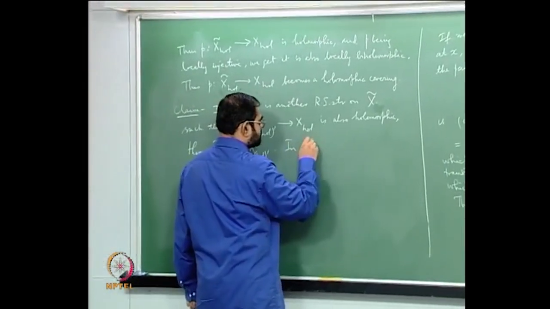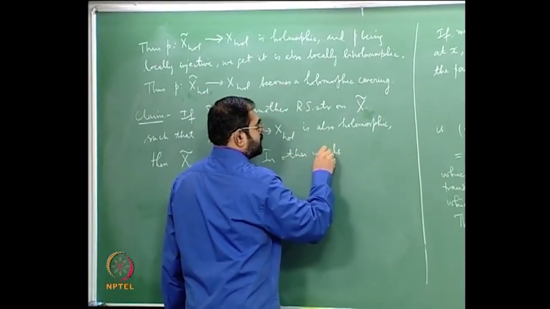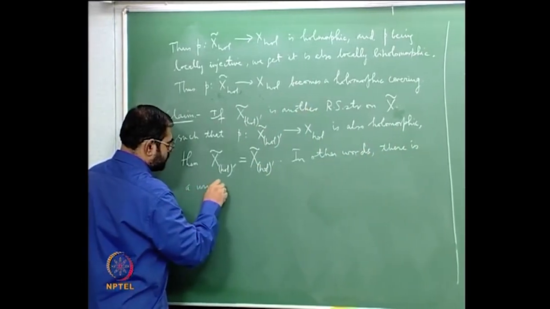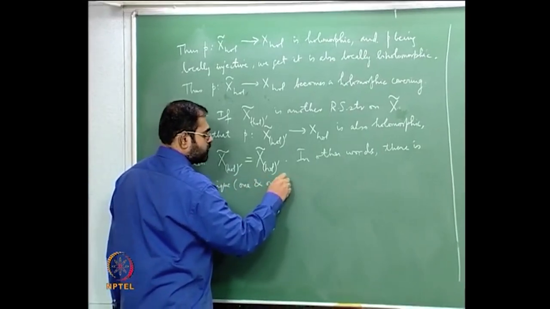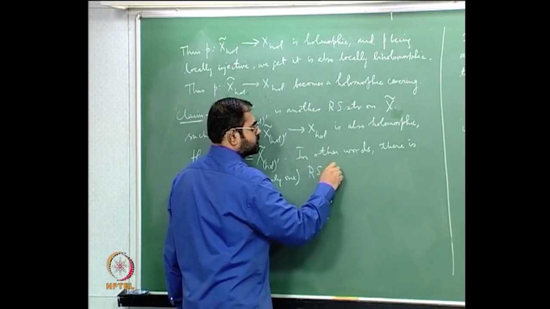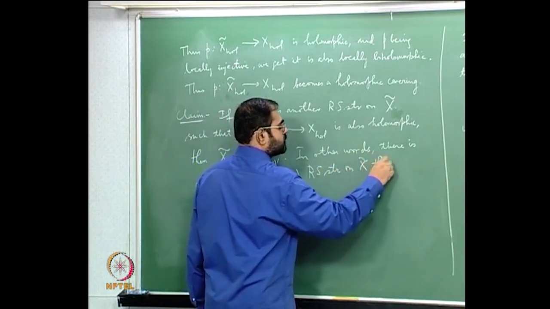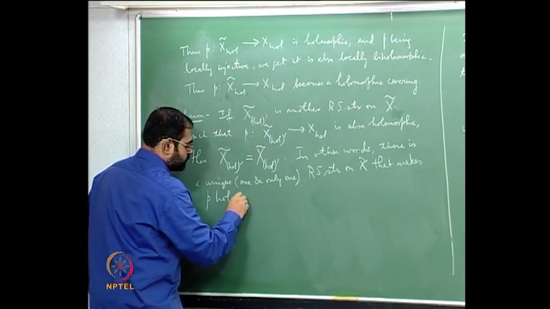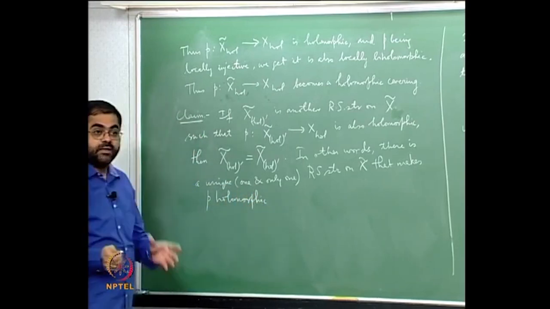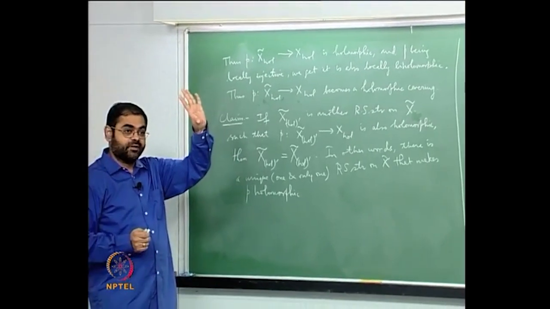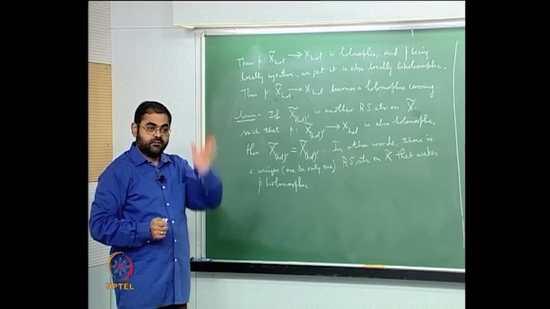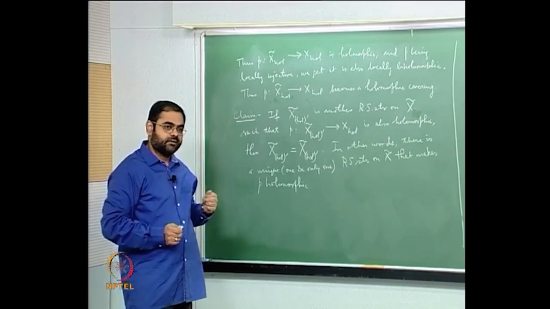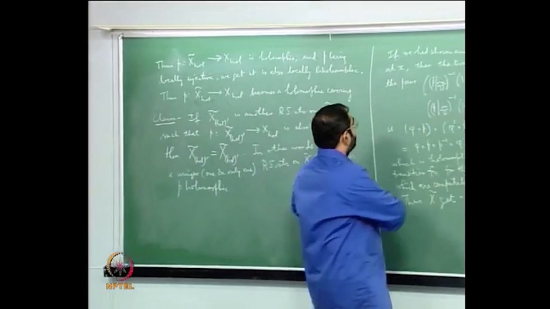In other words, there is one and only one Riemann surface structure on X tilde that makes P holomorphic. So this is the uniqueness of the Riemann surface structure that you get above. When you take a topological covering, if the base space has a Riemann surface structure, that dictates the Riemann surface structure on the cover. So that is what happens. How does one see this?